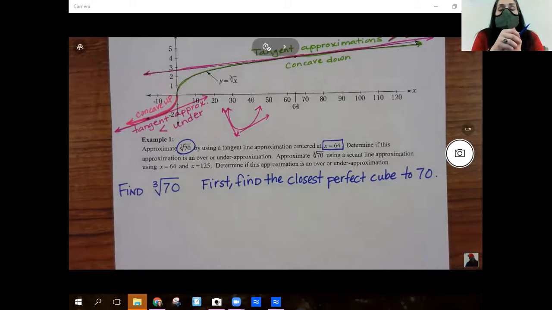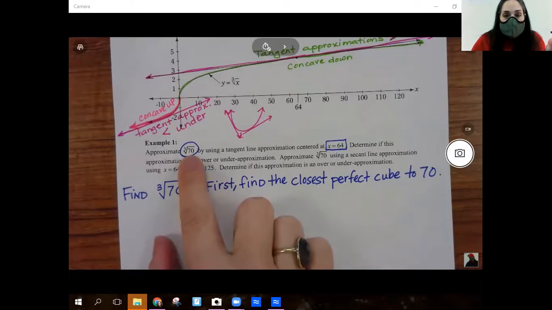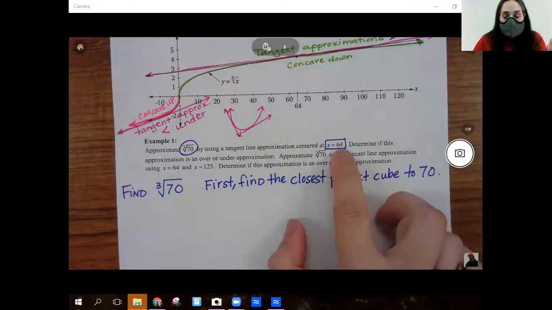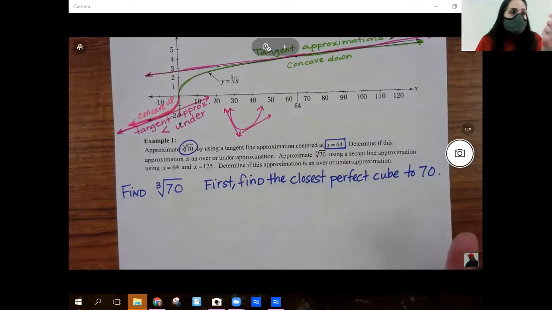Your perfect cubes are like 8 is a perfect cube, 27 is a perfect cube, 64 is a perfect cube. What else can you take the cube root of and it come out evenly? Yeah, 125 is a perfect cube. So the one closest to 70 is 64. Okay, so that's why we picked that one.